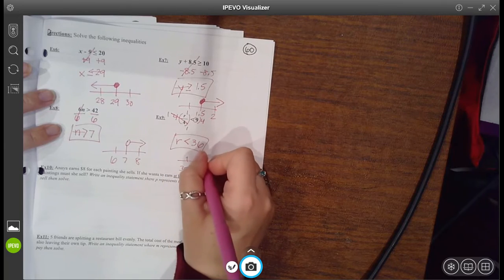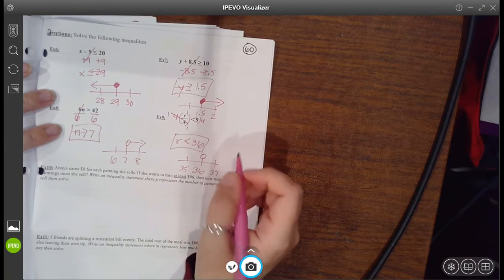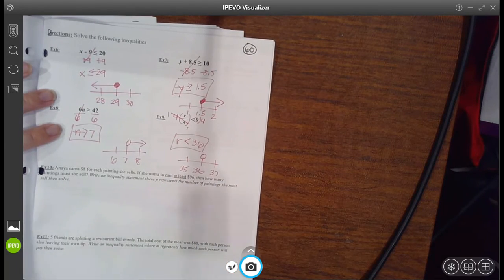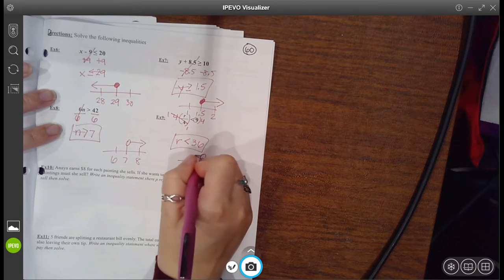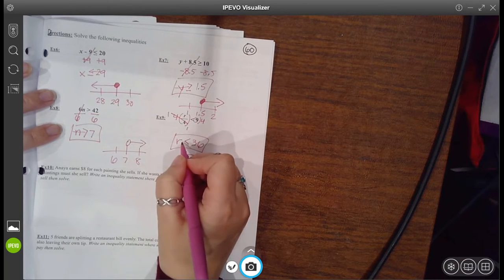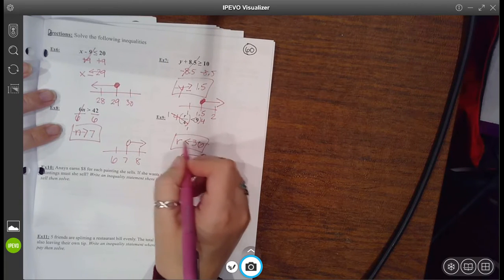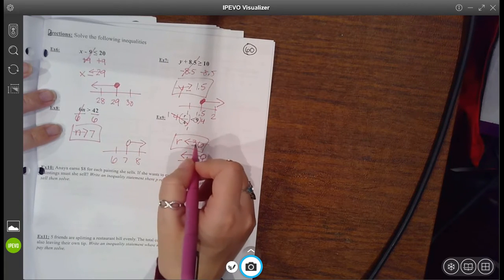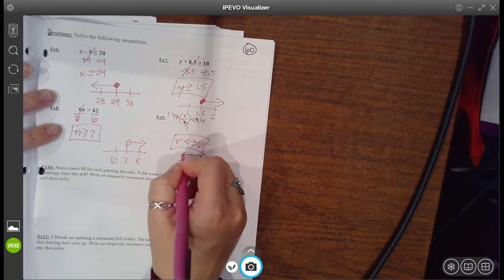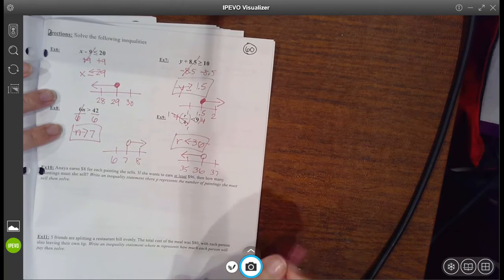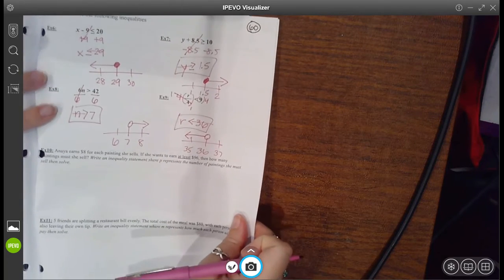Is it open or closed? It's open, because there's no line underneath. It's not including that point. And my arrow should go to the left, because the little tiny dot end of the less than is facing my variable. Since my variable's on the left, this is like your arrowhead. It's facing, see how they match like that? Okay, so we solved all of those.